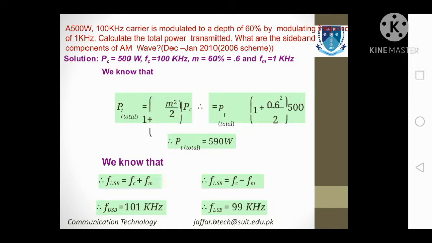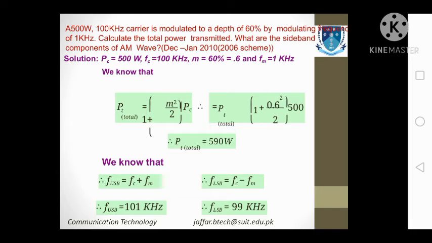So for the total power you will be using the same formula, pt is equal to 1 plus m squared by 2 into pc. If you put the values of m square and pc in this equation, you get the total power, and the total power turns out to be 590. So the power consumed will be 590.